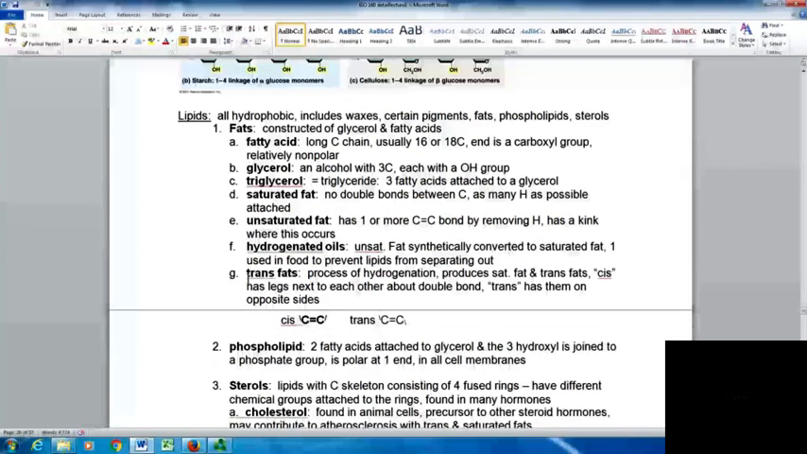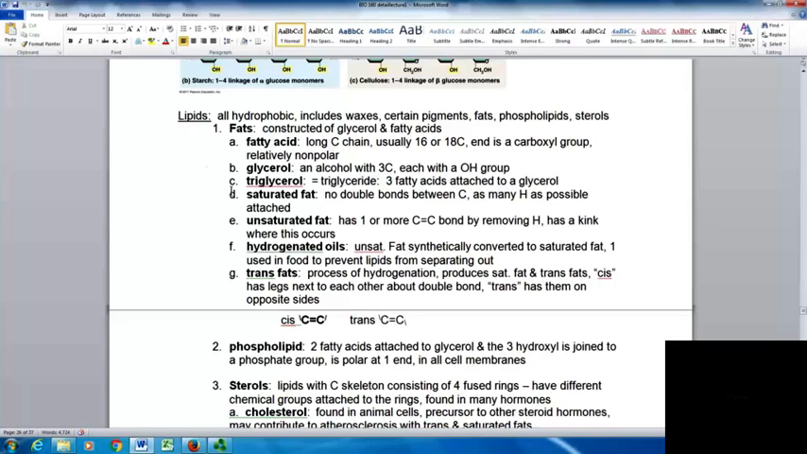Lipids, these are all hydrophobic. They're going to include the waxes, certain pigments, fats, phospholipids, and sterols. Fats are going to be constructed of glycerol and fatty acid in most cases. The fatty acid is going to be a long carbon chain. It's usually 16 to 18 carbons, and on the end you have a carboxyl group. It's relatively nonpolar. Glycerol is an alcohol. It's got 3 carbons in it with a hydroxyl group.